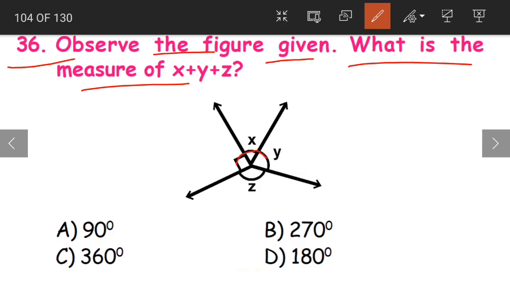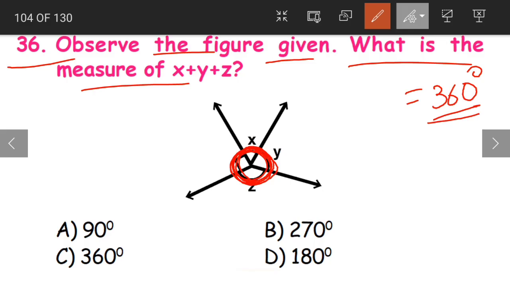See children, here again if you consider all the angles together, it is forming a circle. It is a complete angle. As we have discussed, the measure of a complete angle is 360 degrees. Yes or no? Now from these we are having 4 angles, x, y, z, and another right angle.